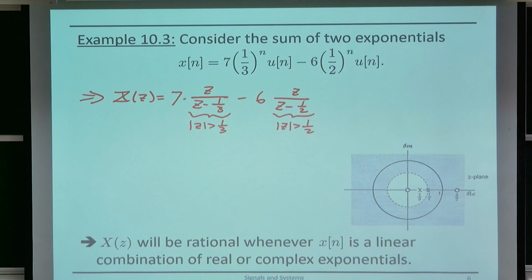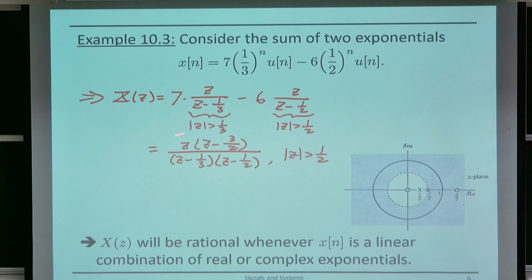Okay. Now you can combine the two terms together. You get z times z minus 3 over 2, over z minus 1 over 3 times z minus 1 over 2, and the region of convergence overall is the absolute value of z greater than 1/2. Okay.